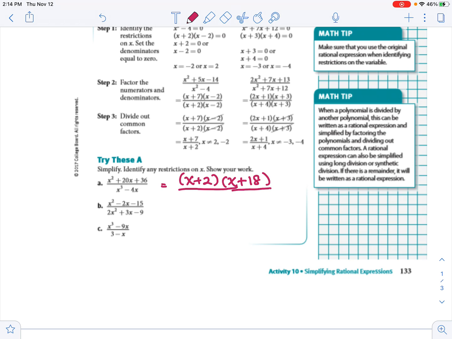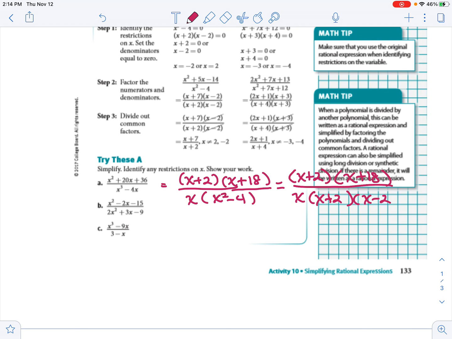Now, on the bottom, we are factoring x cubed minus 4x, so we can take an x out. That's a GCF. And that will leave us with x squared minus 4. Well, now we know that x squared minus 4 is a difference of squares, so we can do one more factoring step on that one. So on top I have x plus 2 and x plus 18. On the bottom, I have x, then x plus 2 and x minus 2.